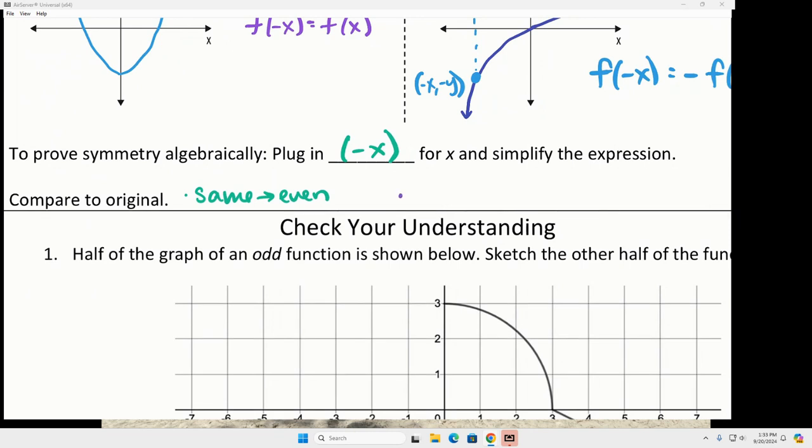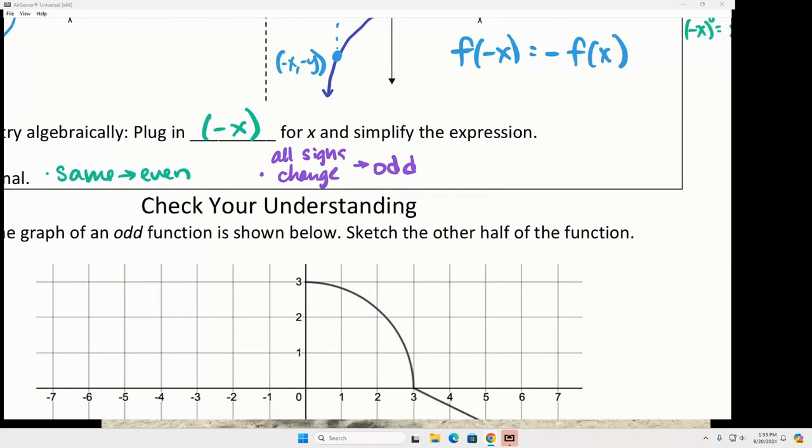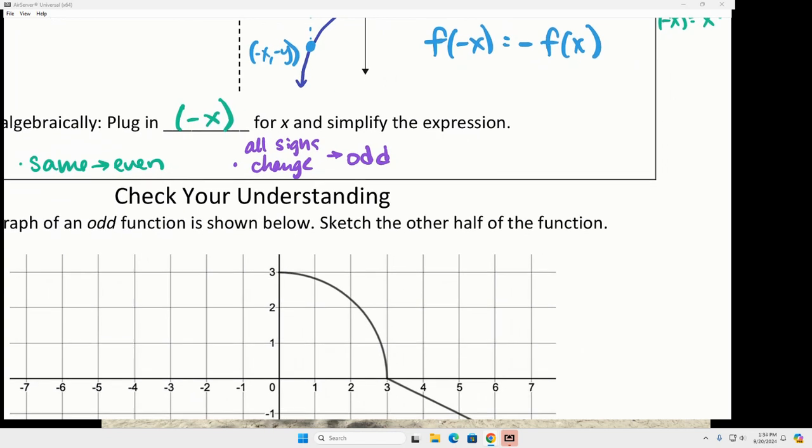If we compare and all signs change, it's the complete opposite of the original, then we're going to say odd. Right. And then the last thing that could happen is that some signs change and some don't. And when that happens, we're going to say neither.